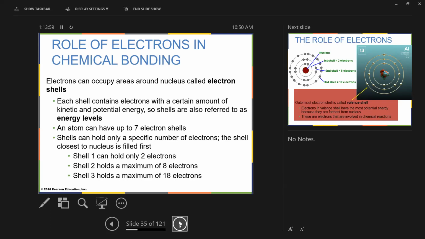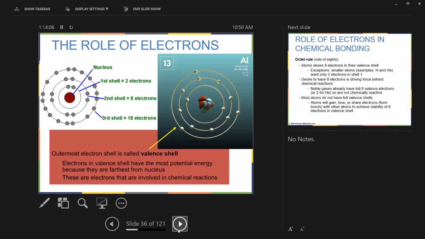The third shell can hold either 8 or 18. So something like this. This is aluminum. Atomic number 13. 13 protons, 13 electrons. You can see that you have all these protons and neutrons in the nucleus. It has 13 protons and 14 neutrons. It also has 13 electrons. The first shell right here has 2 electrons in orbit. The second shell has 8. It can only hold 8. That gives you 10. The third shell is holding 3. That gives you all 13.